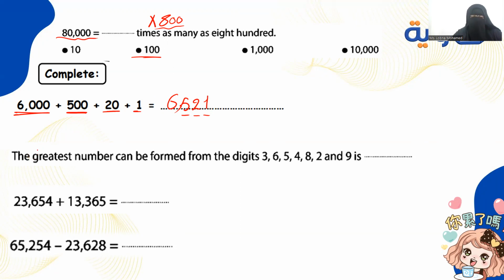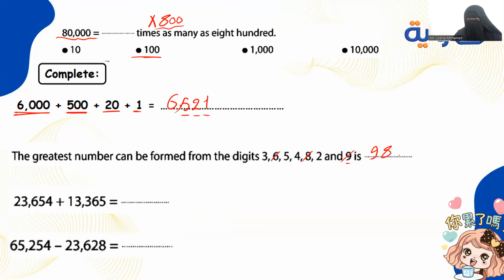He said to you the greatest number can be formed from the digits 3, 6, 5, 4, 8, 2, and 9. How can we get the greatest number now? Okay, if you want to get the greatest number, you have to arrange these digits from the greatest to the smallest. So which one between them is the greatest? It's 9, of course. So we can start to write 9. After this, choose the greatest one between them again. So it will be 8. So we can write 8.